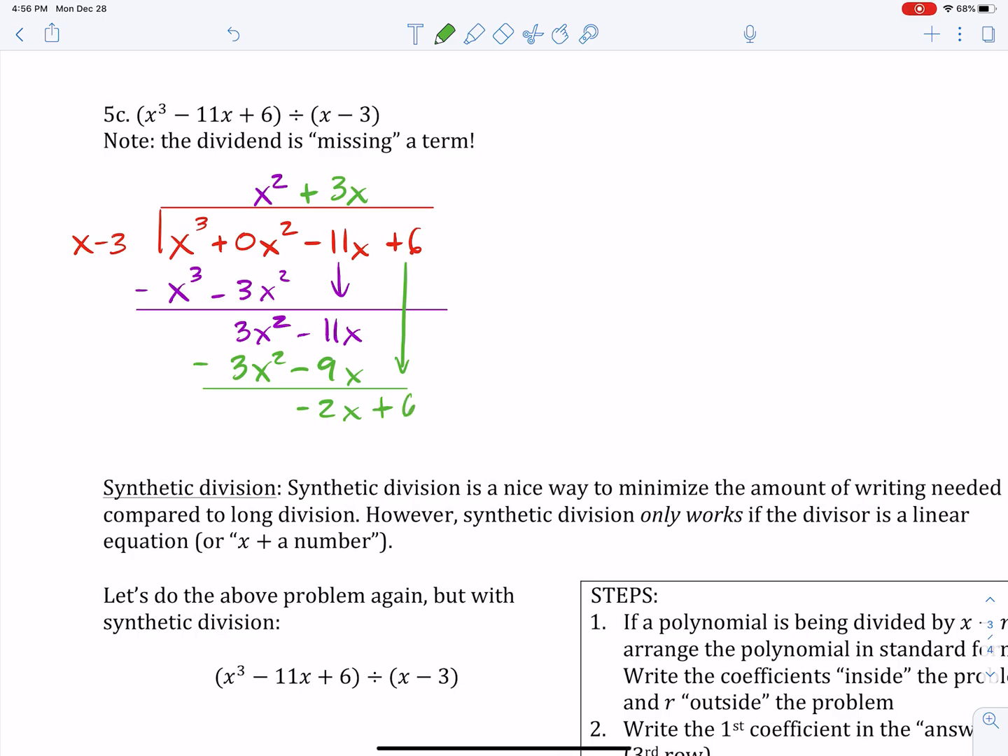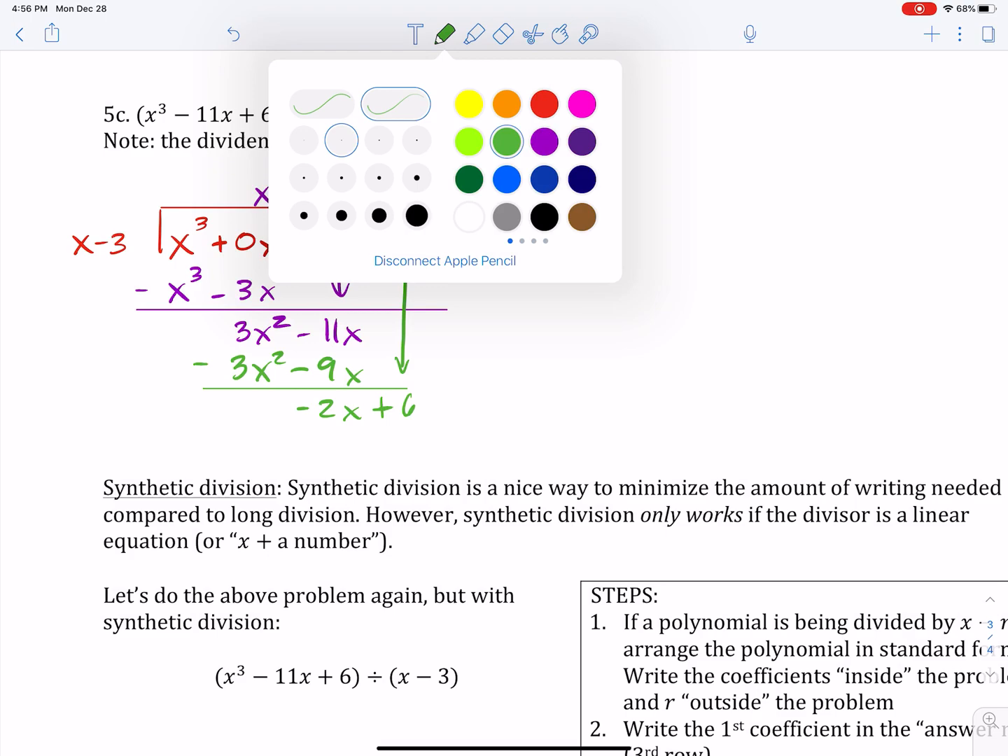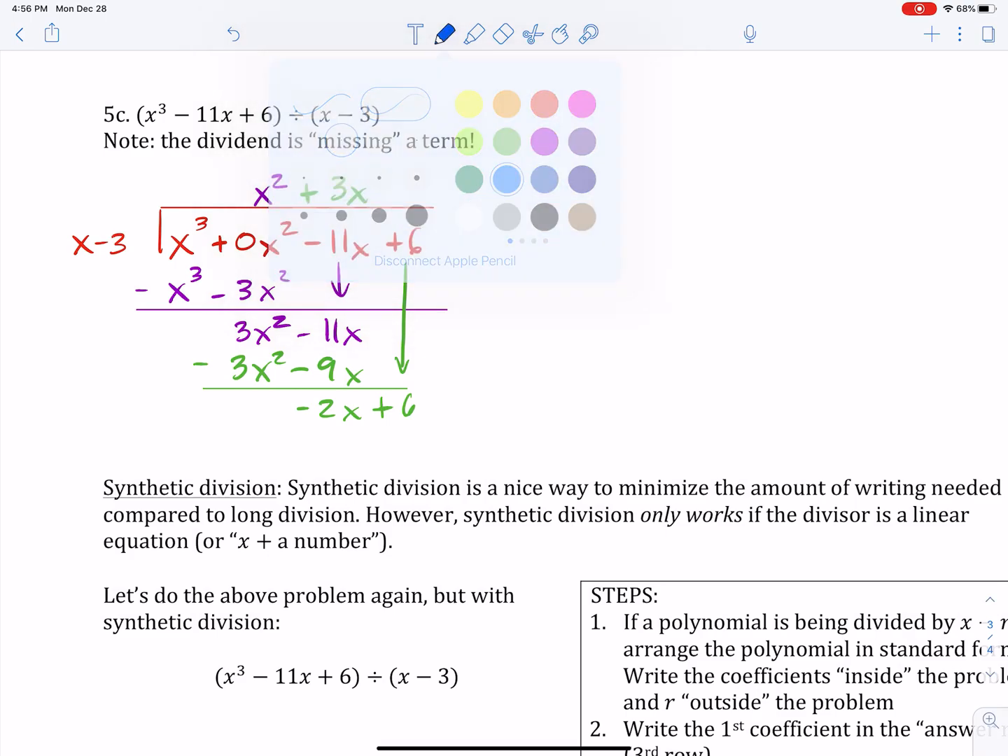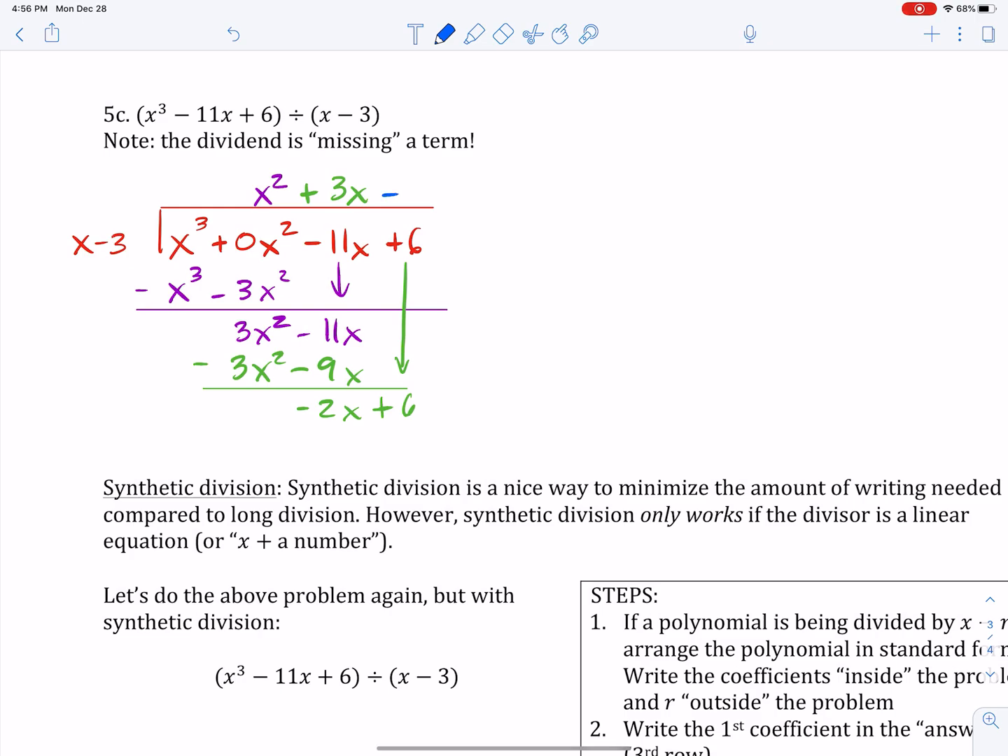And we do the process all over again. Let's do, we haven't done blue yet. Negative 2x divided by x is just negative 2. Negative 2 times x gives me negative 2x. Negative 2 times negative 3 gives me a positive 6. We're going to minus. If you notice, I get a remainder of 0.